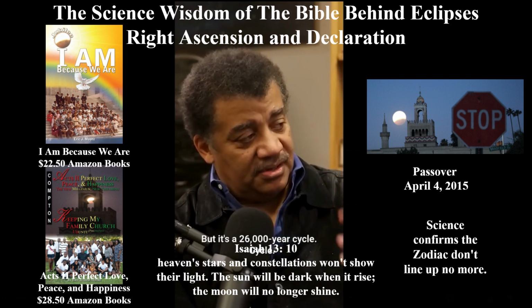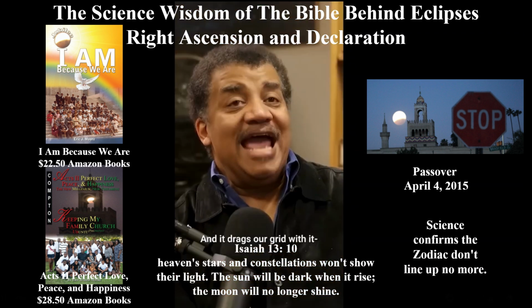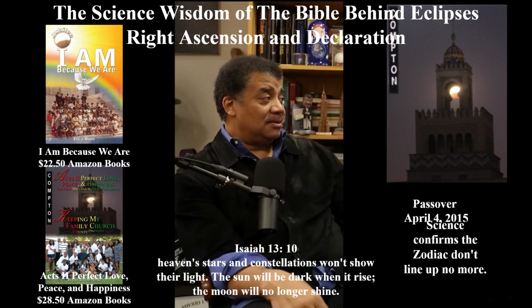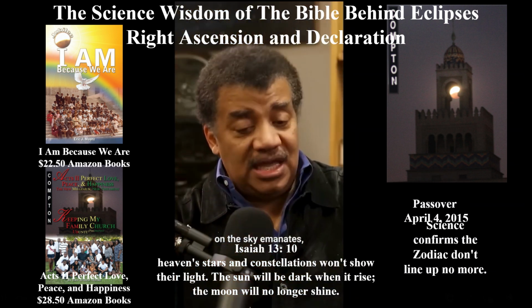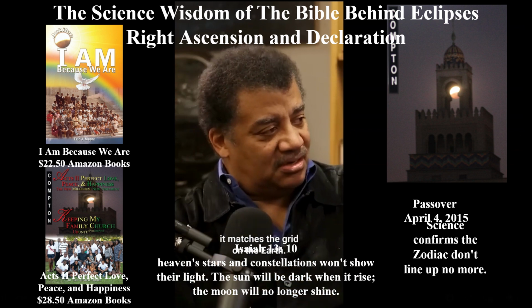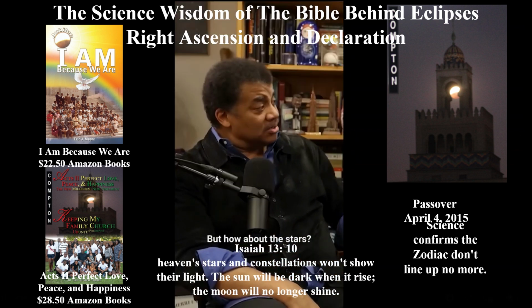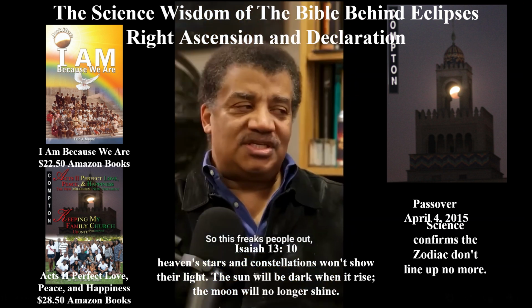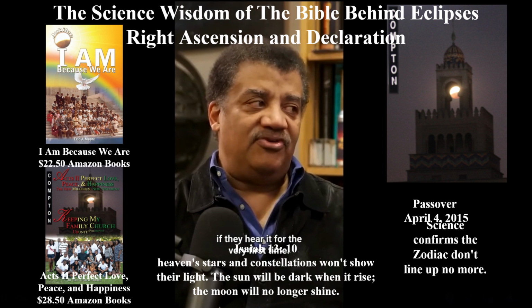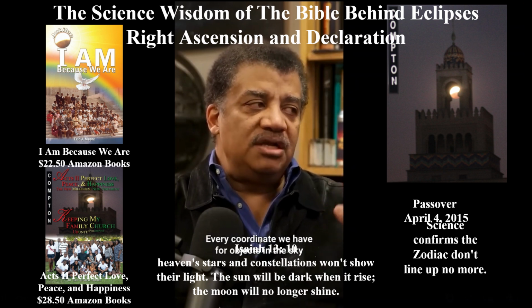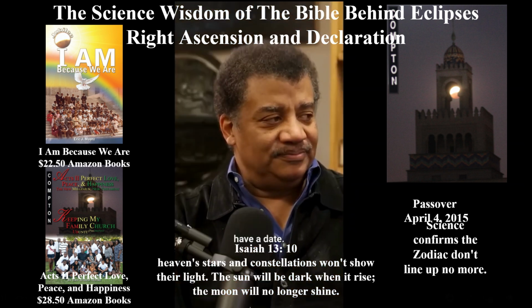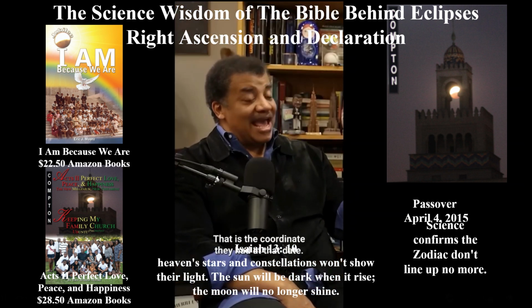There's a 26,000 year cycle, and it drags our grid with it, because our grid on the sky matches the grid on the Earth. But how about the stars? What coordinate are they if we're dragging the... So this freaks people out if they hear it for the very first time. Every coordinate we have for objects in the sky has a date. That is the coordinate they had at that date.